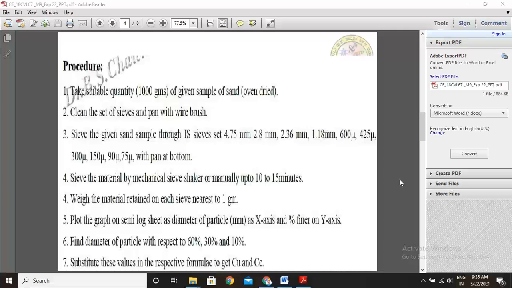Then after taking the weights, plot the graph on semilog sheets with diameter of particle in mm on the x-axis and percentage finer on the y-axis. Then find the diameter of particle corresponding to 60%, 30% and 10%. Substitute these values in the respective formula to get Cu and Cc.